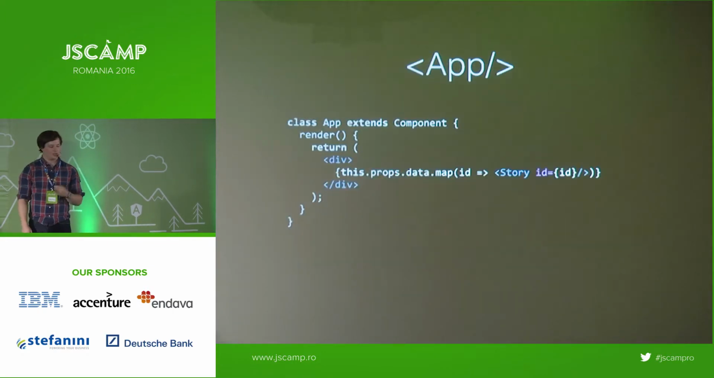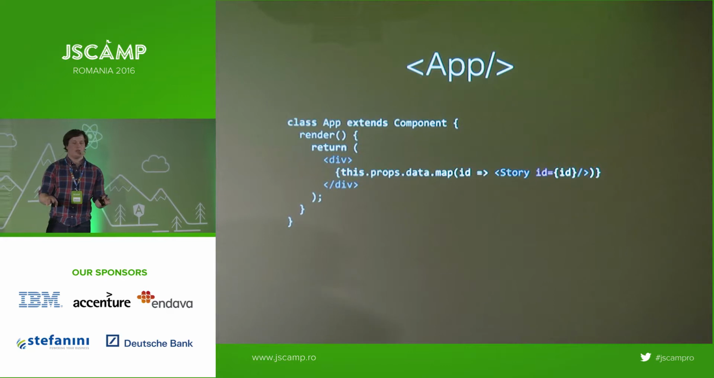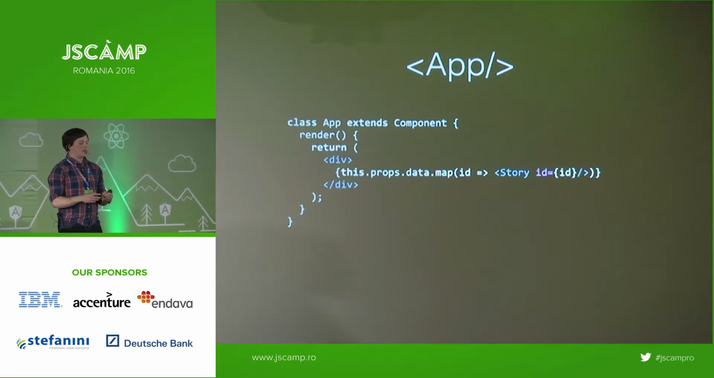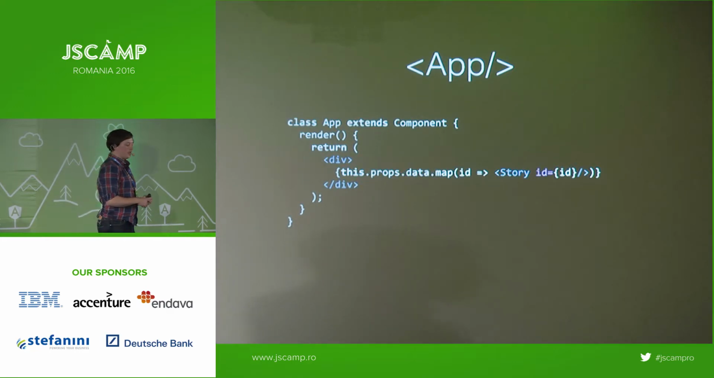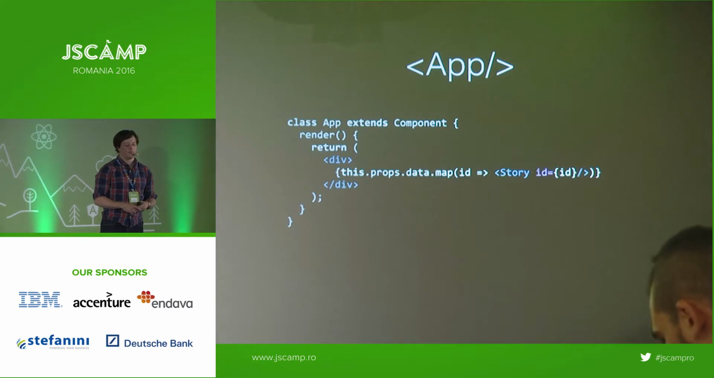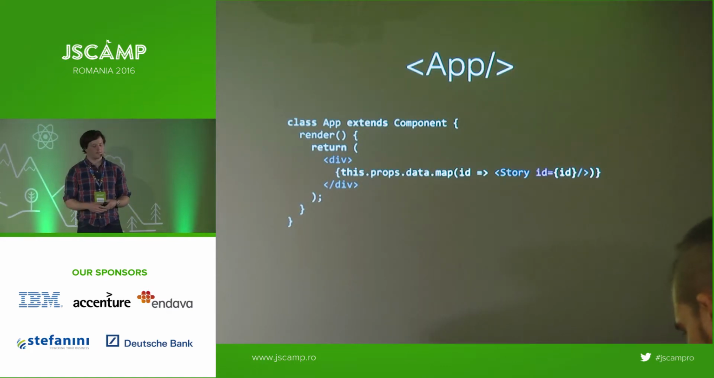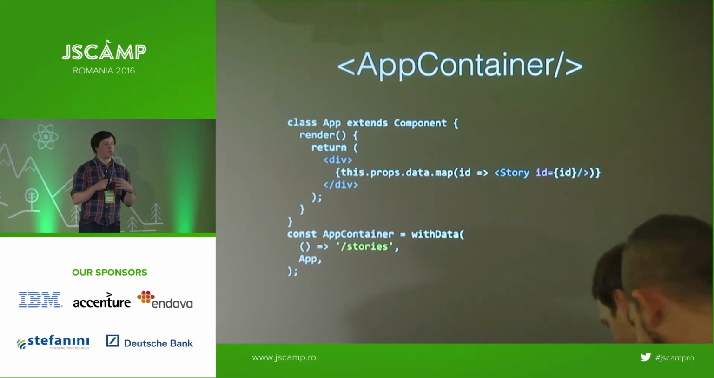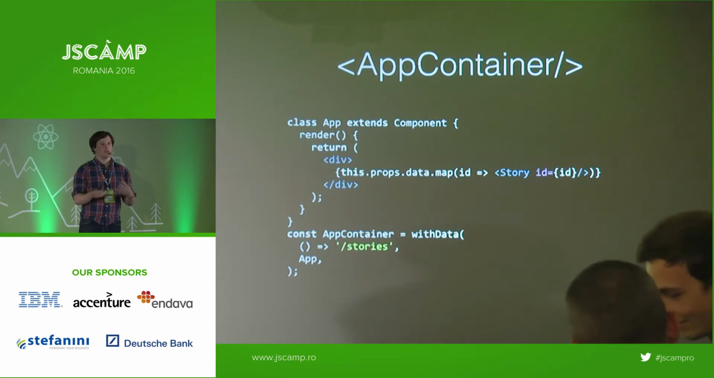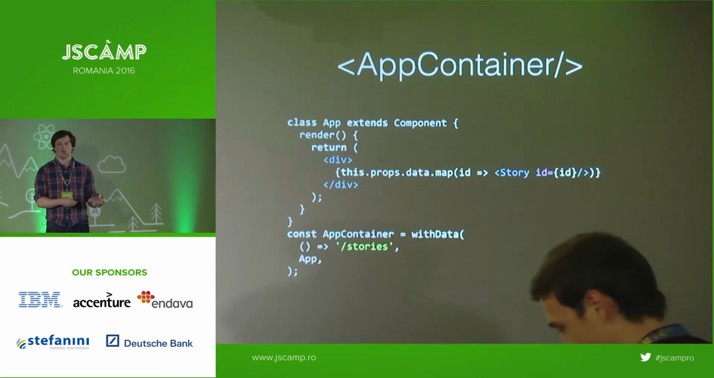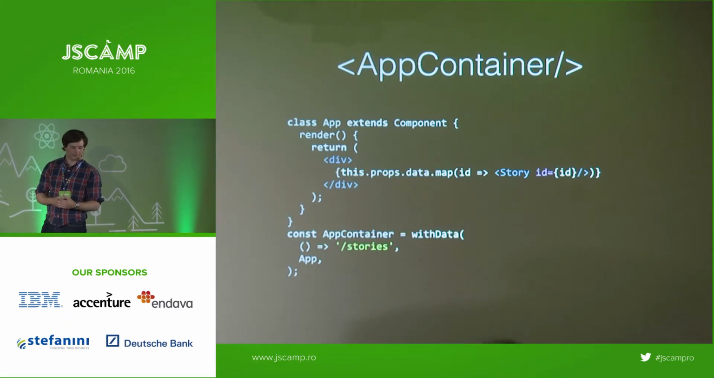Let's have a look at how we use this. So if we were in a perfect world where all of the data was already loaded up front, then our app component could just look like this. A simple component that takes a list of story IDs as its data property and renders them straight away. And we can write that component and simply use a component like with data to wrap that into a container that can take care of fetching the data as well as rendering the end content.